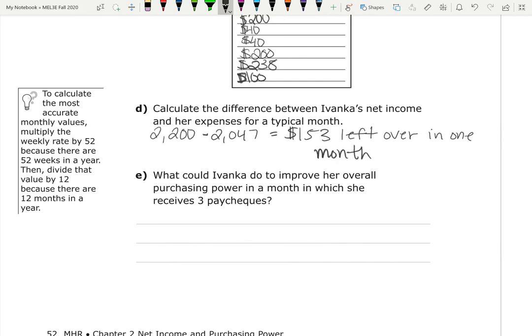What could Ivanka do to improve her overall purchasing power in a month in which she receives 3 paychecks? So to improve or increase her purchasing power, you want more than only $153 left over in a month, just in case you want to splurge on something, or just in case something else comes up, or if you want to save more. So on those months that she receives 3 paychecks, there's a lot more room for her to save and spend in those months.